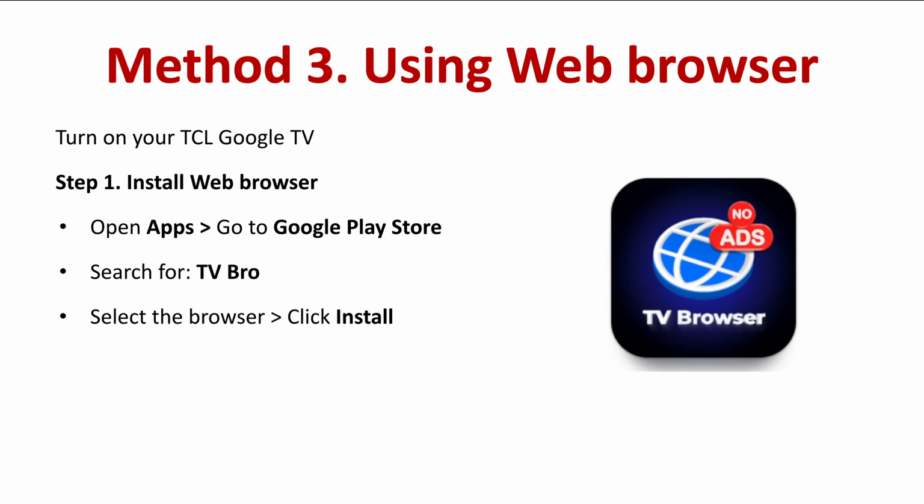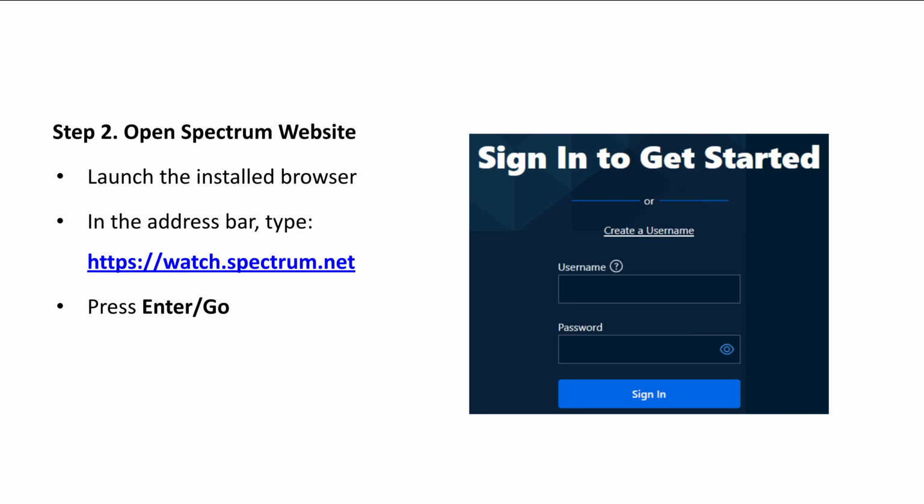The third method is using web browser. Turn on your TCL Google TV, then install web browser. Open apps, go to Google Play Store, then search for TV Bro. Select the browser, then click install. Step second, open Spectrum website.